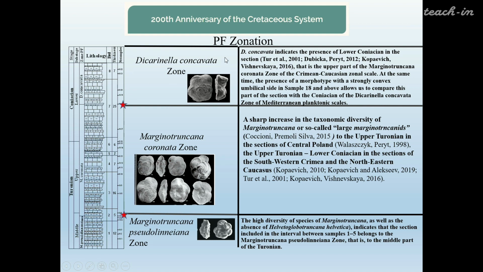And higher, the Concavata zone, whose interval indicates the presence of Lower Coniacian in this section. But here it is only the upper part of the Marginotruncana coronata zone. At the same time, the presence of this morphotype with a strongly convex umbilical side in sample 18 allows us to compare this part of the section with the Coniacian of the Concavata zone of the Mediterranean planktonic scale.